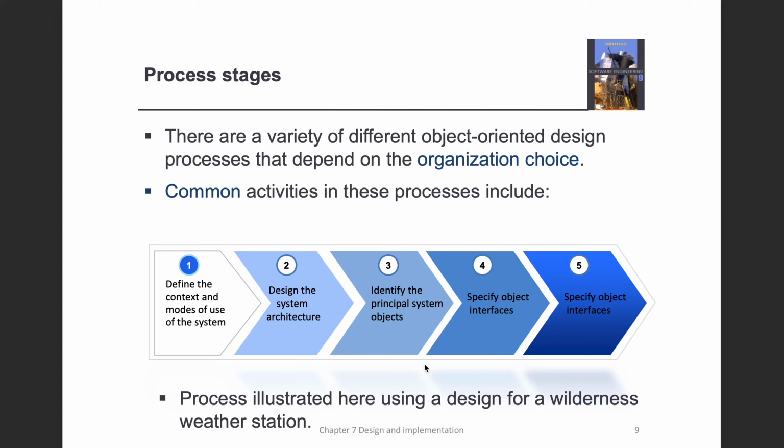One, we have define the context and mode of use of the system, and we have design the system architecture. We have identify the principal system objects, specify object interfaces, and so on. These are basically the 5 basic processes that you need to go through when you are going through the object-oriented design process. We will illustrate this in the next slide.